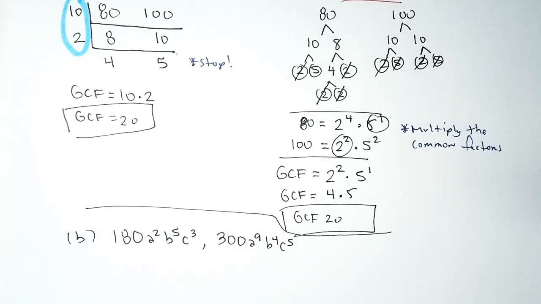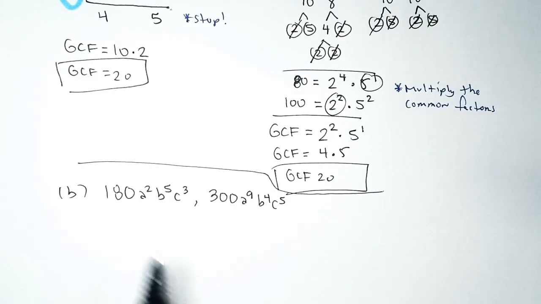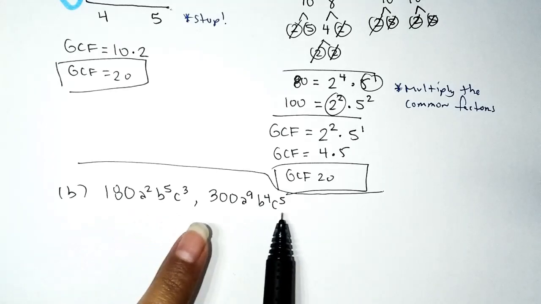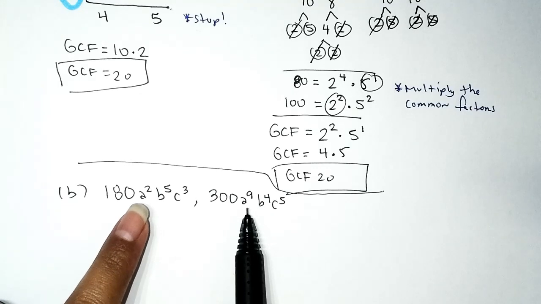Remember guys, pause and rewind as many times as need be. So let's do this. I want to know, what is the greatest common factor between both of these terms? For the variable factors, it's a little bit easier for me to identify the GCF. Both of these terms have an a. How many a's do they have in common? Similar for b's and c's.